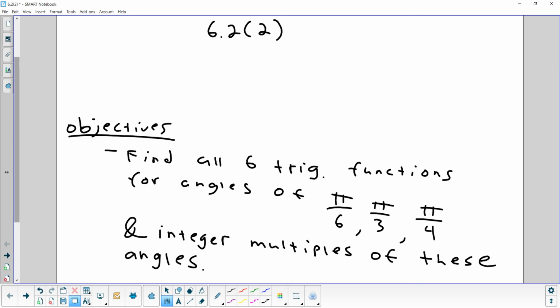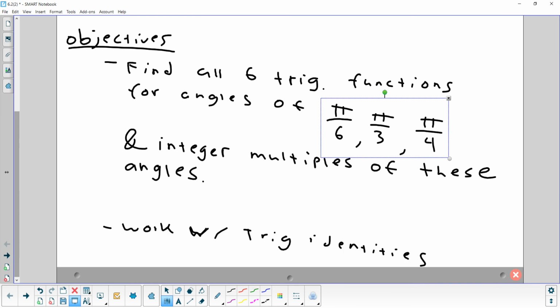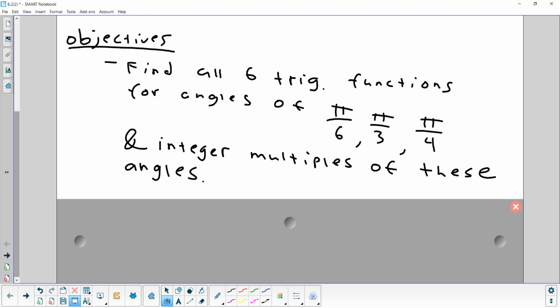Okay, so pi over 6, that represents 30 degrees. Pi over 3 is 60. Pi over 4 is 45 degrees. So we'll start with those 3. And then we'll do multiples of them, like 120. That's a multiple of 30. And we're not going to work with trig identities. That's something that they put at the end of the section, but we're going to spend other sections on it, so not going to do that.